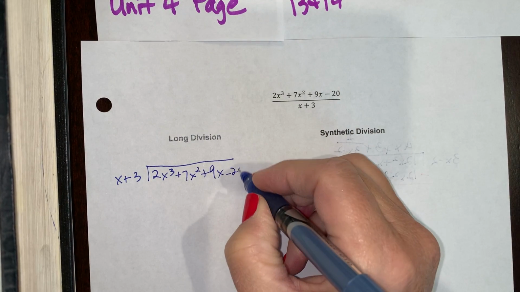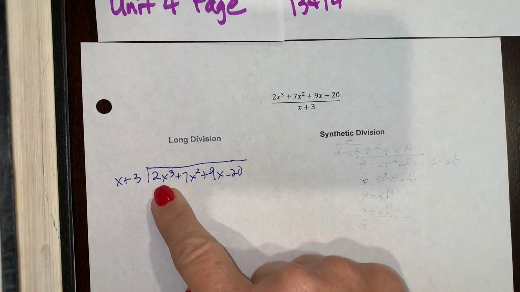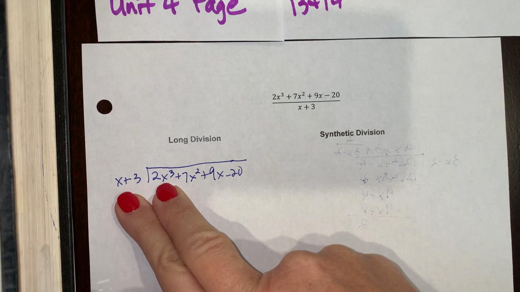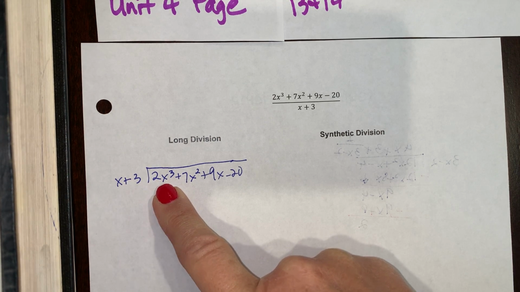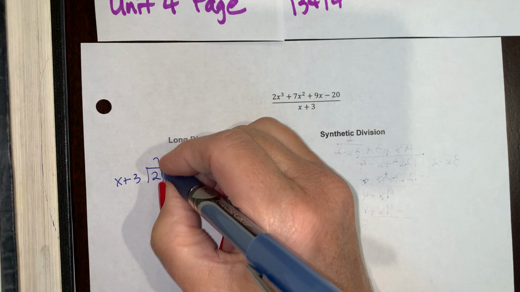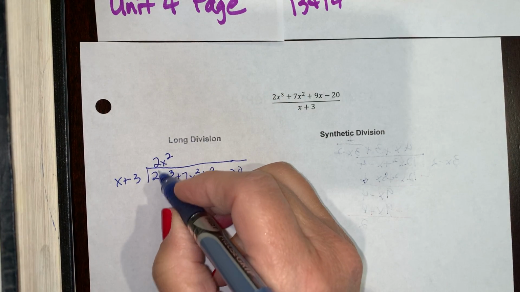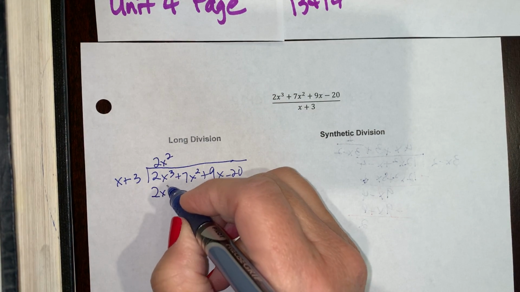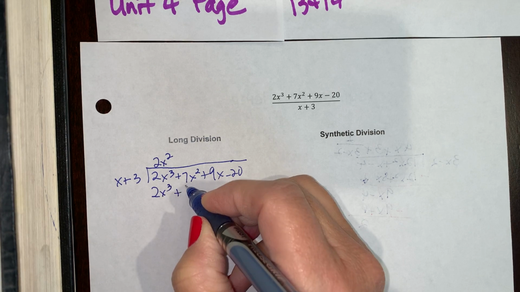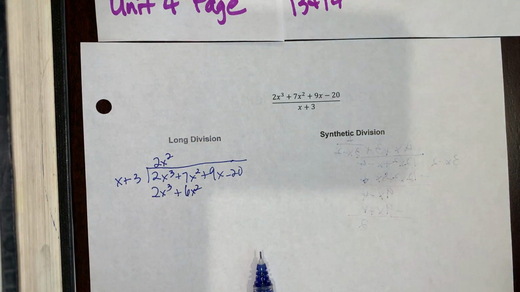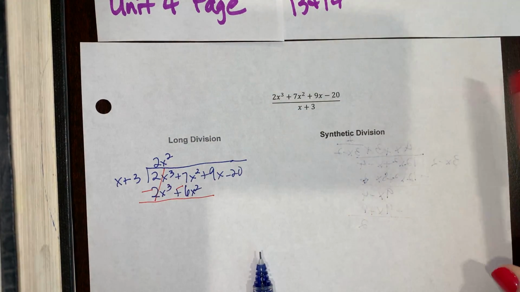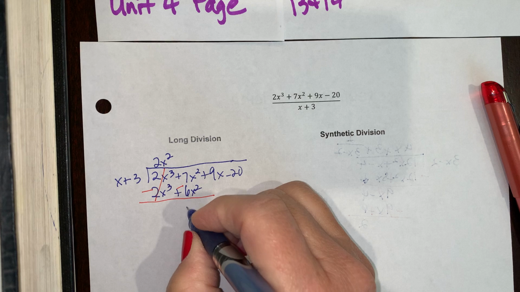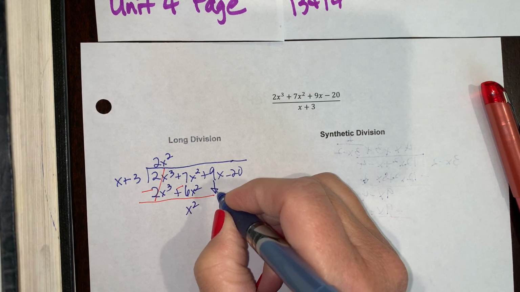Okay, just make sure I get this written down right. So when you start long division, you're just going to look at these front two terms and ask yourself, what would I have to multiply x by to turn it into 2x to the third? That's going to be 2x squared. So when I distribute, that'd be 2x to the third plus 6x squared. And then draw the line, change both of those signs. That's going to be x squared. Then you bring down the next term.